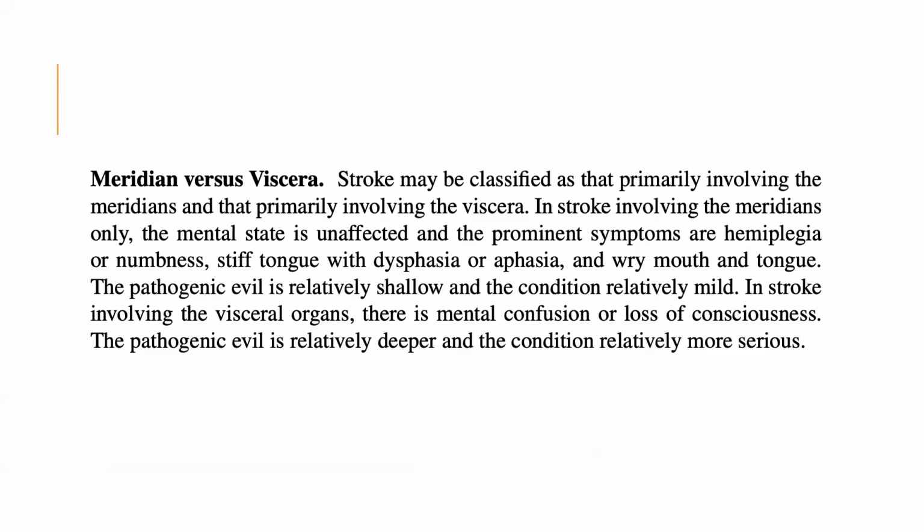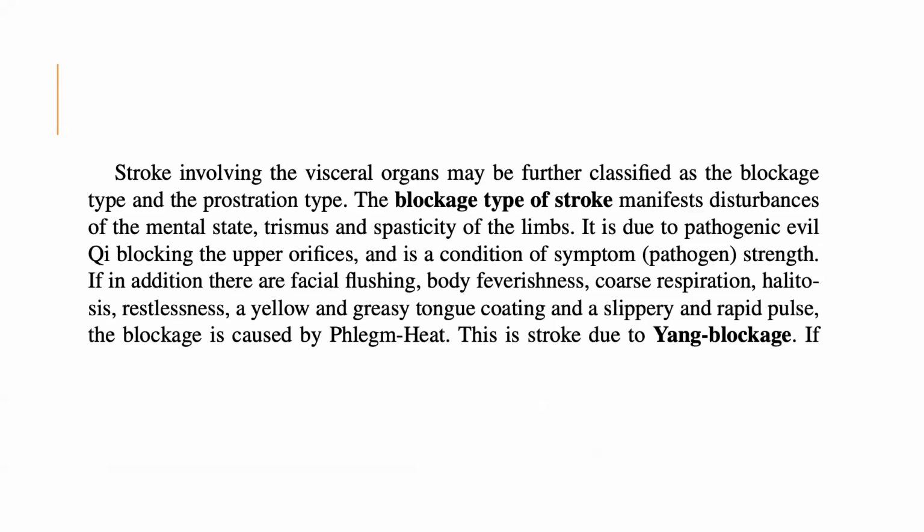In stroke involving the visceral organs, there is mental confusion or loss of consciousness. The pathogenic evil is relatively deeper and the condition relatively more serious. Stroke involving the visceral organs may be further classified as the blockage type and frustration type. The blockage type of stroke manifests disturbances of the mental state, trismus, and spasticity of the limbs. It is due to pathogenic evil qi blocking the upper orifices and is a condition of excess.